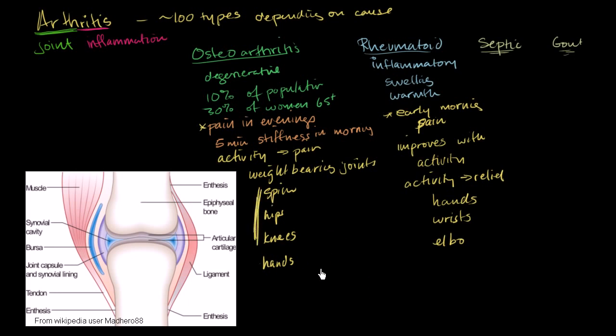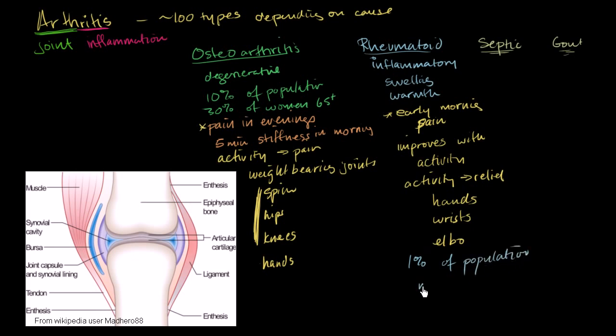Hands are involved in both, but in osteoarthritis there are certain joints of the hand that are affected, and in rheumatoid arthritis there are other joints of the hand that are affected. That also differentiates the two. Another thing we want to talk about, which I didn't mention, is the incidence of rheumatoid arthritis. It's about 1% of the population, and it's much more common in women than men.